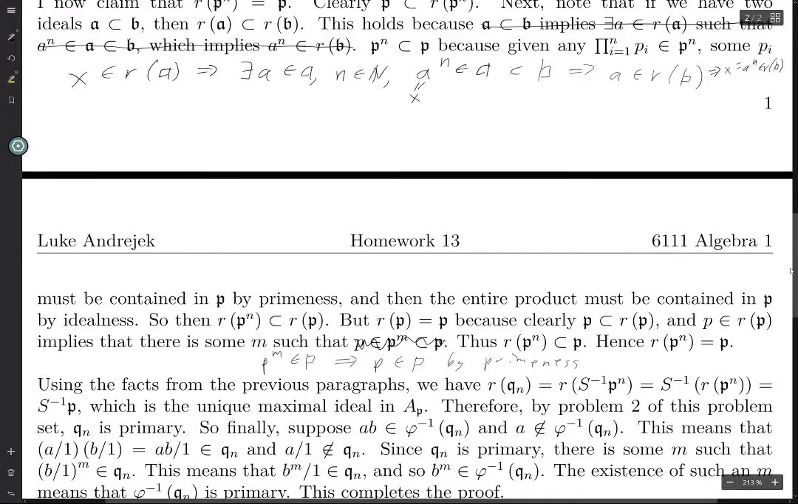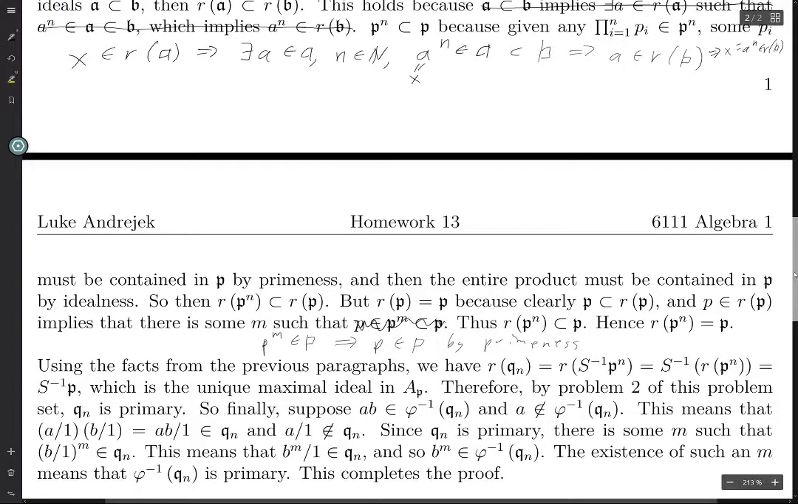Alright, let's finally wrap this up. Okay, so all of that work was to prove these few equality signs. R of Qn is equal to R of S inverse P to the n. That was the first thing we said, using the problem from the other exercise set. Then we have this equality here from the first paragraph. Then we have this equality here from the second paragraph because R of P to the n is equal to P. Therefore, S inverse of that equals S inverse of that.